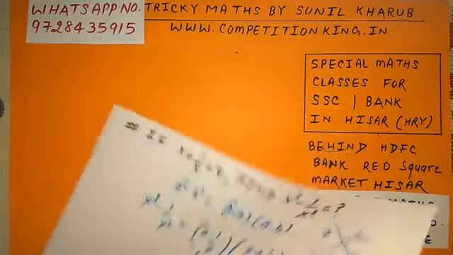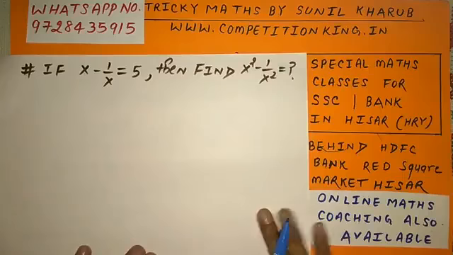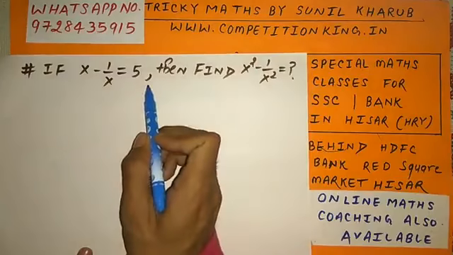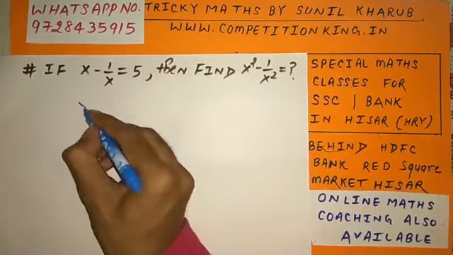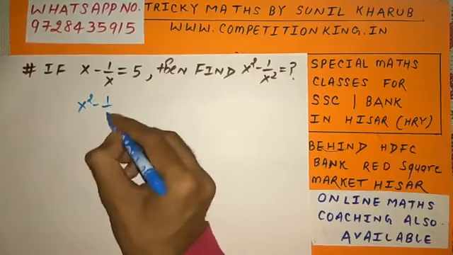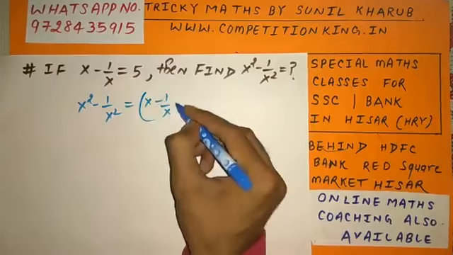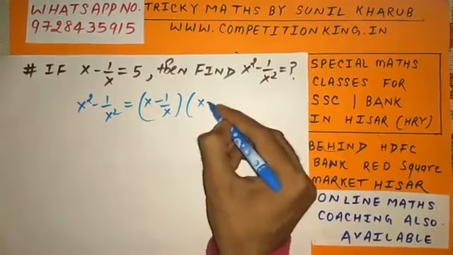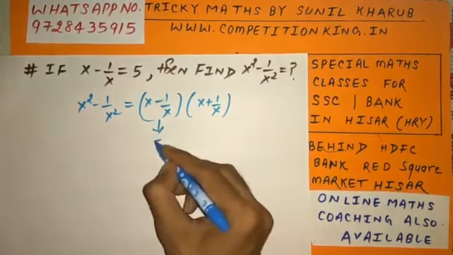See one more example based on this concept. If x minus 1 by x is 5, then find the value of x square minus 1 by x square. X square minus 1 by x square will be equal to (x minus 1 by x) into (x plus 1 by x). But its value is already given, 5.